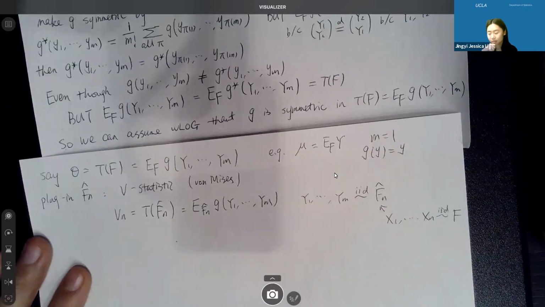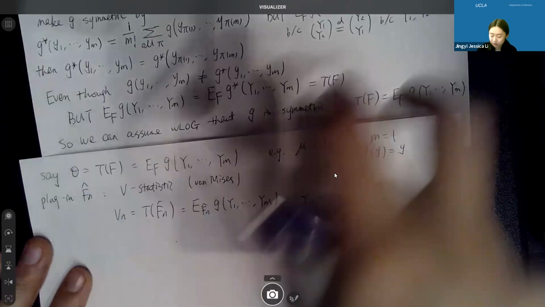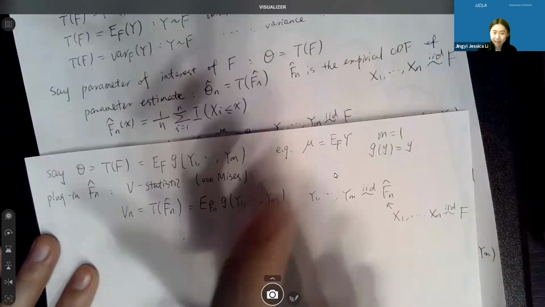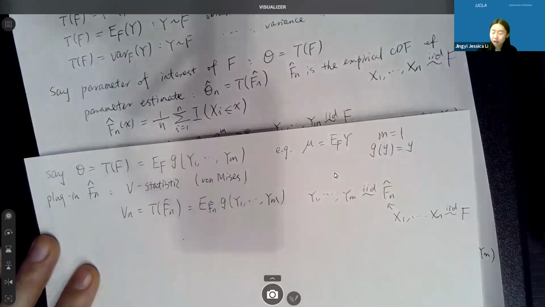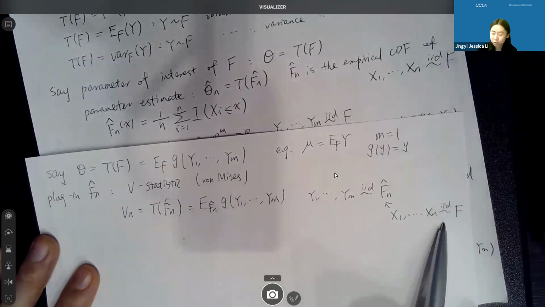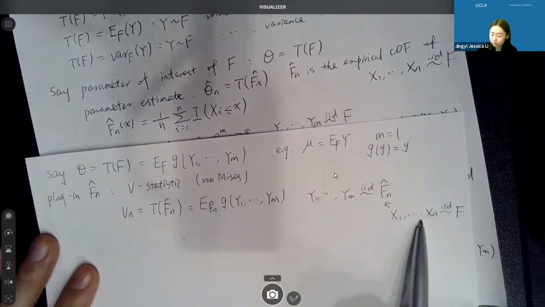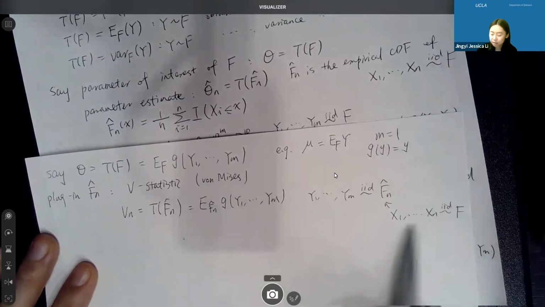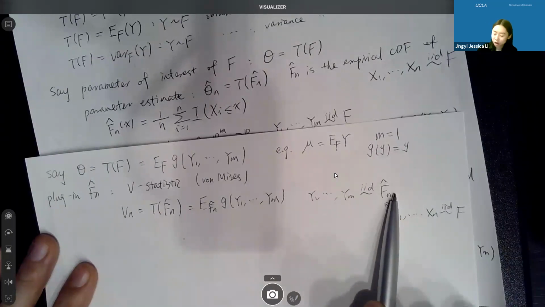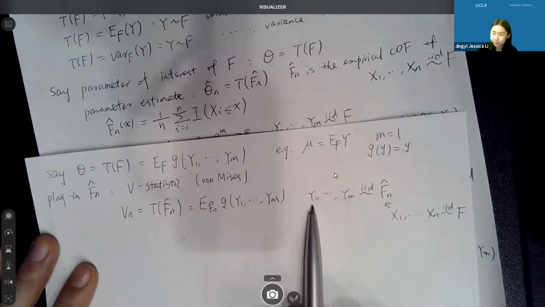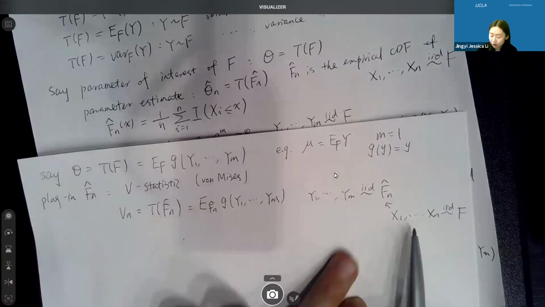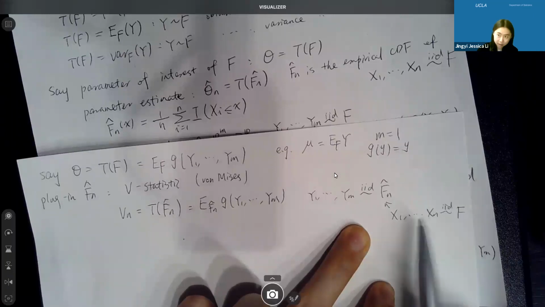Or maybe think about what F_n hat means in a concrete way. If you look at this formula right here, you can see that F_n hat essentially places a probability point mass of 1 over n at each of my x1 to xn. They share equal probabilities. So to sample from this discrete distribution, which we call F_n hat, to draw y1 to ym, I'm basically drawing from x1 to xn with replacement.